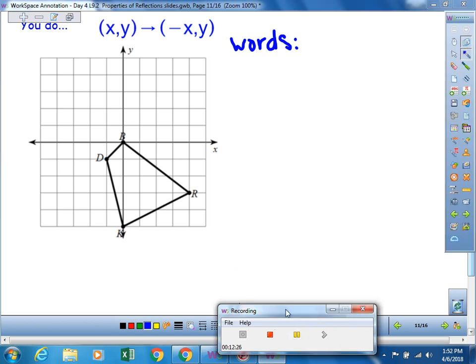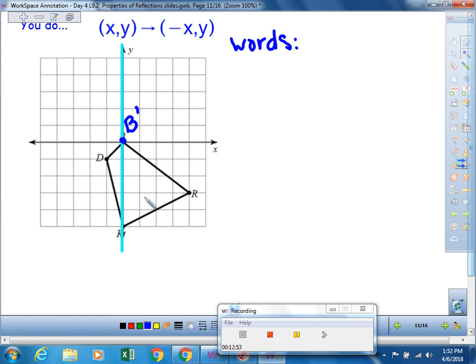Is it telling you to go over? It's telling you to go over the y-axis. And so this point right here is already on the y, and so we're going to label that what? Is it B? B prime.